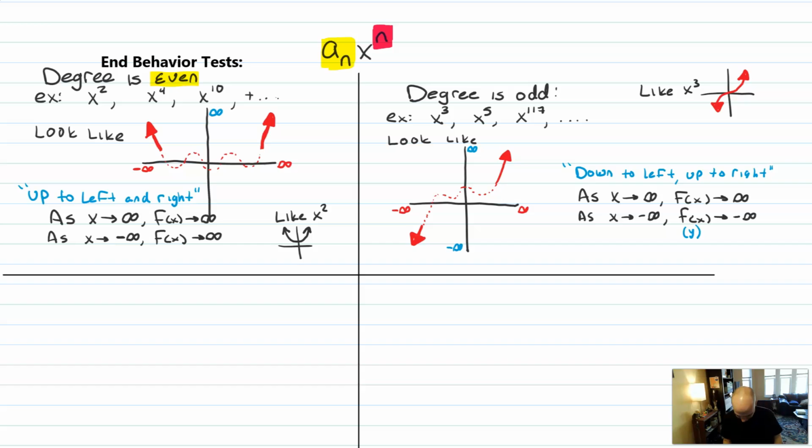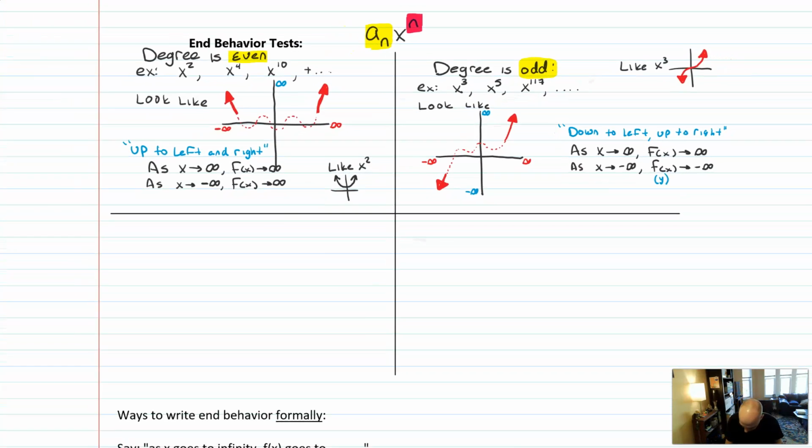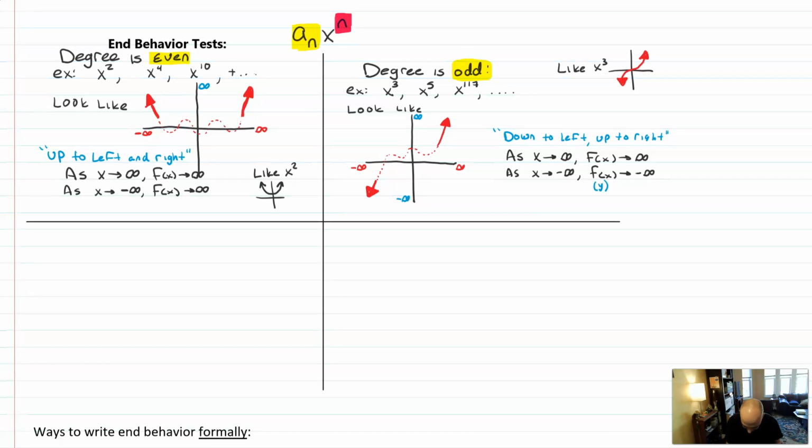So if the degree is even, we have the same end behavior as a quadratic. If the degree is odd, we have the same end behavior as a cubic. As long as you know those two basic parent functions, you're going to be great. Now I want to complicate things a little bit because we haven't talked about the leading coefficient yet.